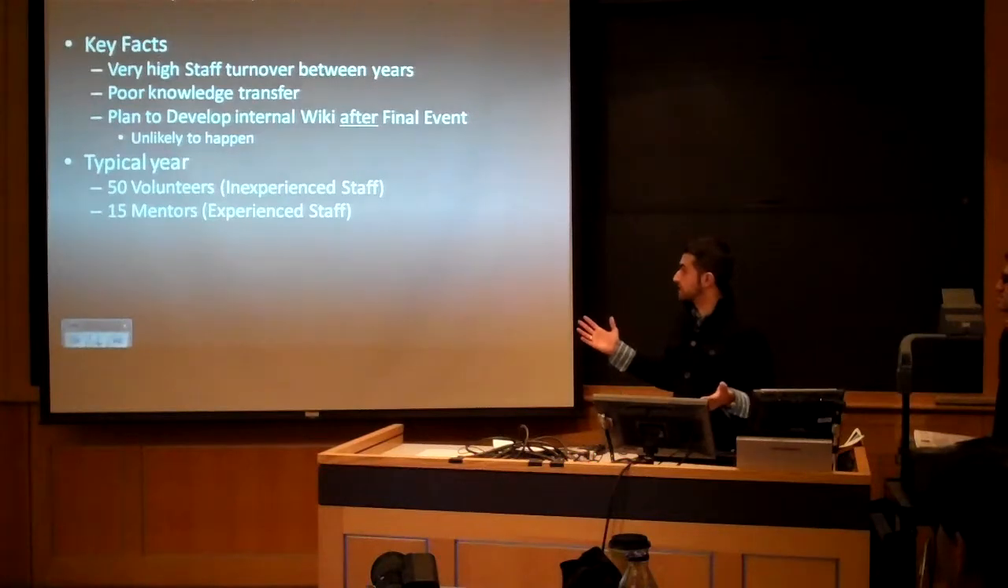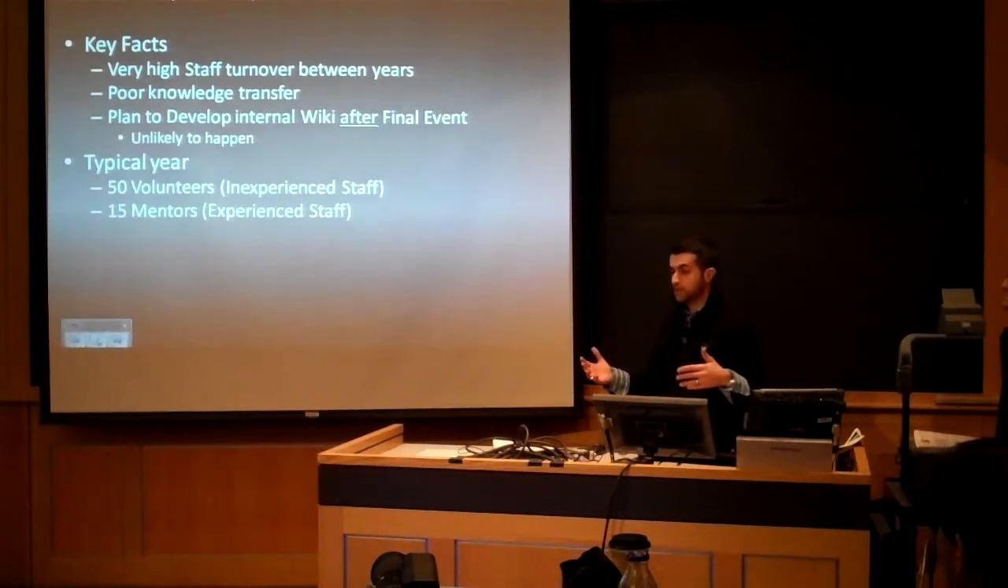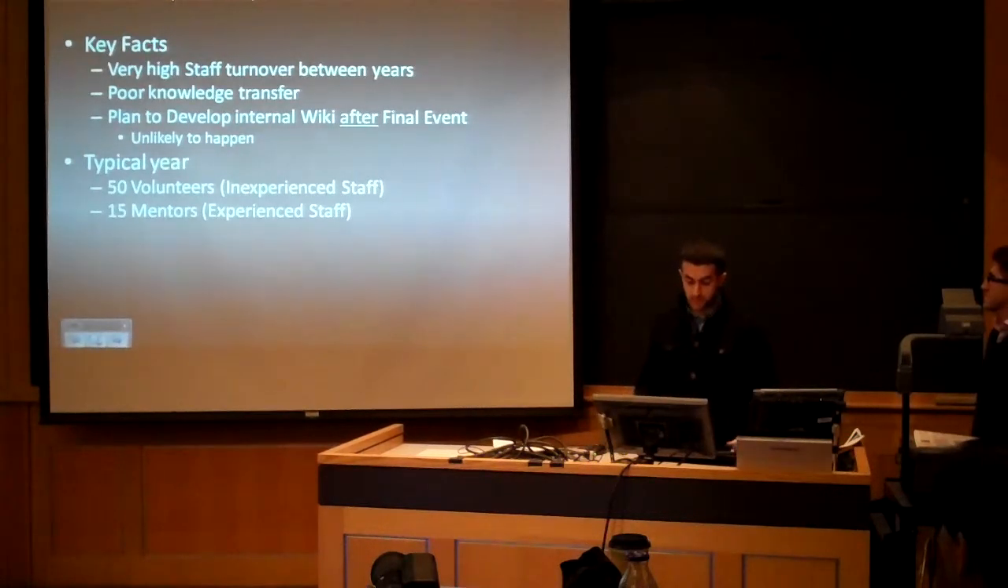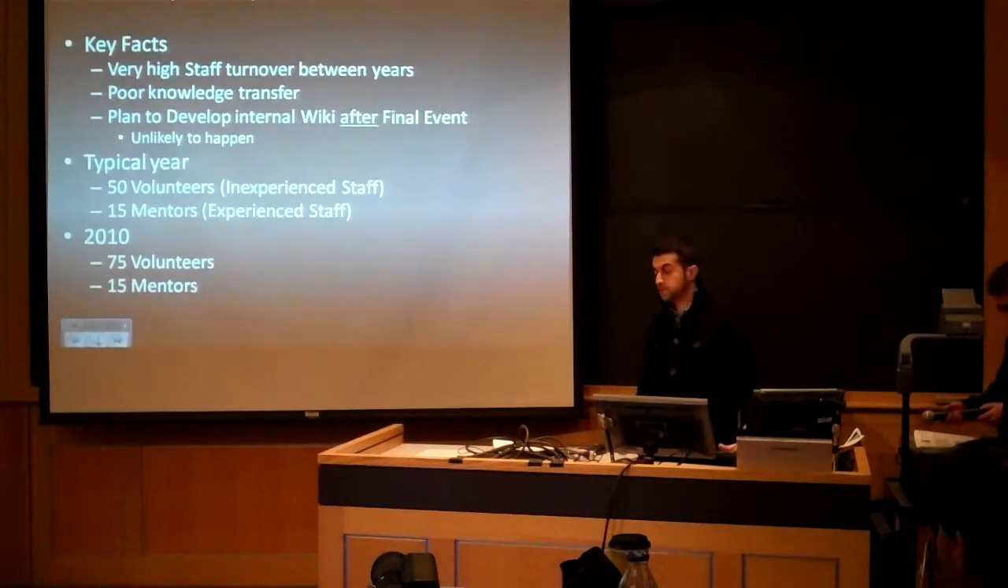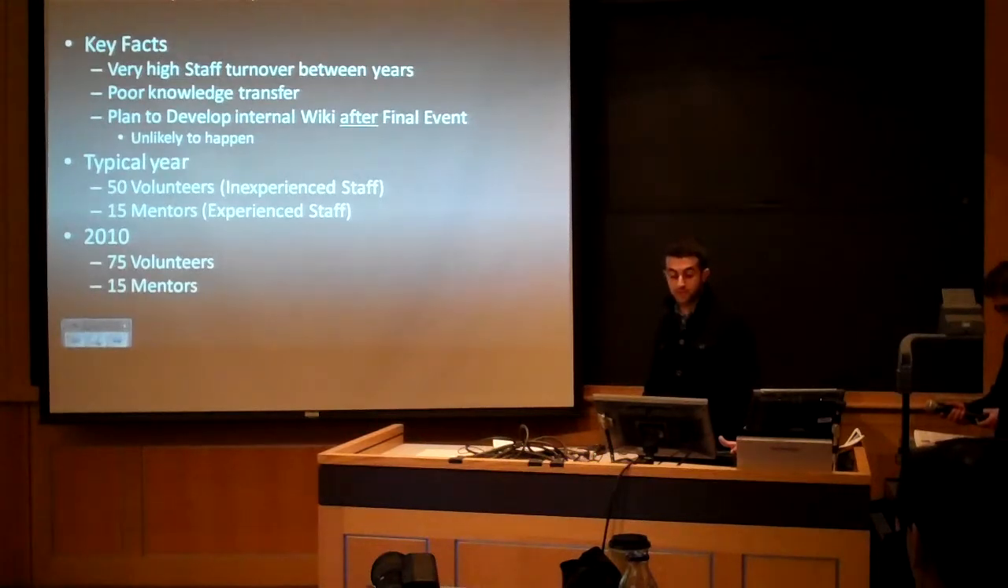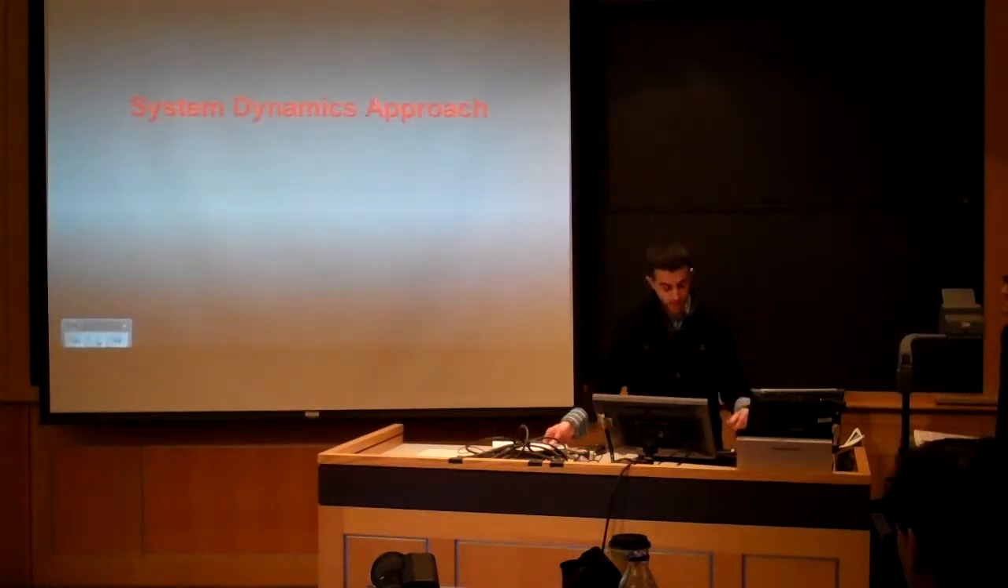Typically, they control the number of volunteers coming in every year. They limit it to 50. And they have about 15 people, or what we call experienced staff, from the previous year continuing on organizing for another year. This year, they decided not to put a cap on the number of volunteers, and they accepted all 75 volunteers that showed up. They still had an average number of 15 mentors. Raphael now will go over the system dynamics approach.